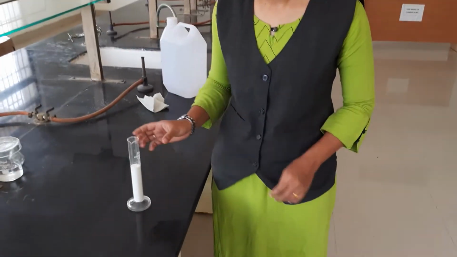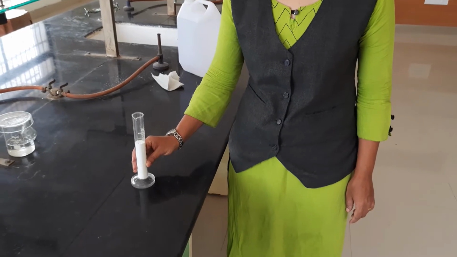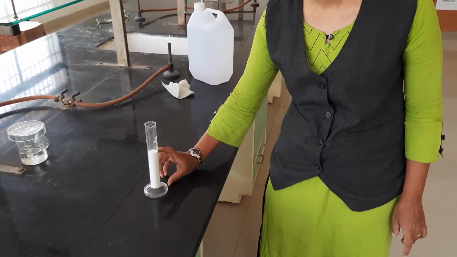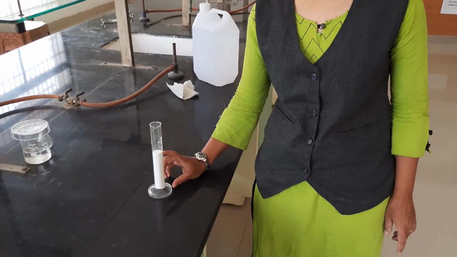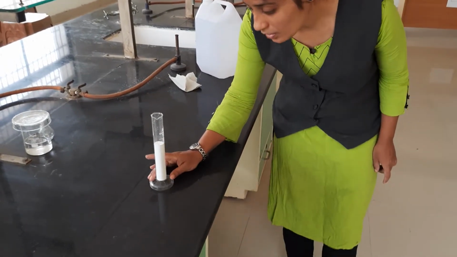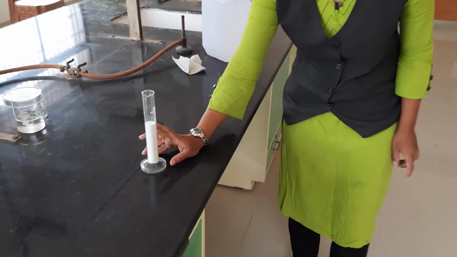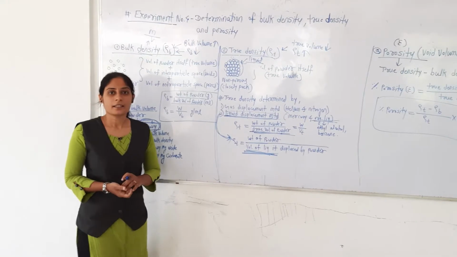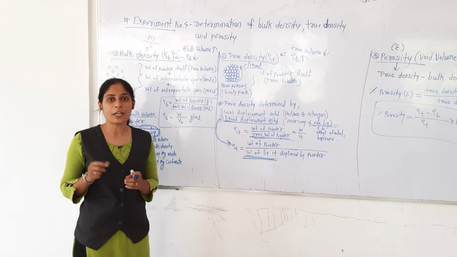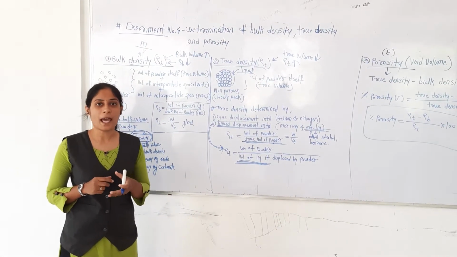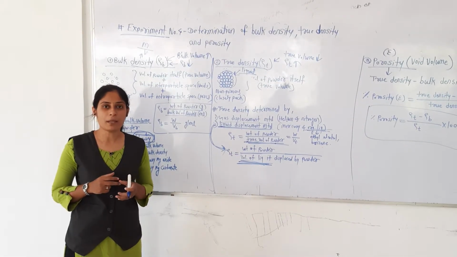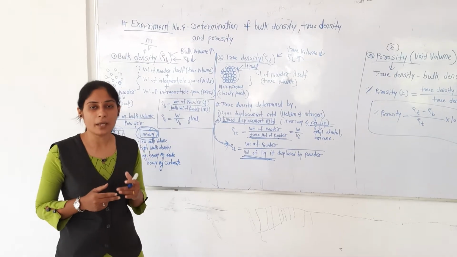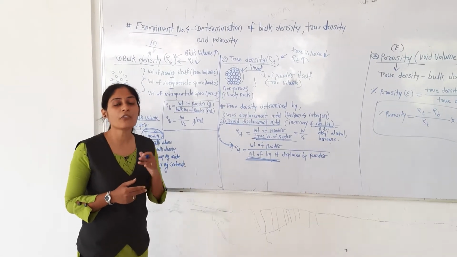See here, after 100 tapping is completed, we note down the volume of this powder sample, and this volume is called the bulk volume of the powder sample. See here, the bulk volume reading is 54. So we write down this reading in the formula. We determine the bulk volume by using a measuring cylinder. We tap this powder sample 100 times. After the 100 times tapping is completed, we note down the volume, and that volume we call the bulk volume of the powder sample.